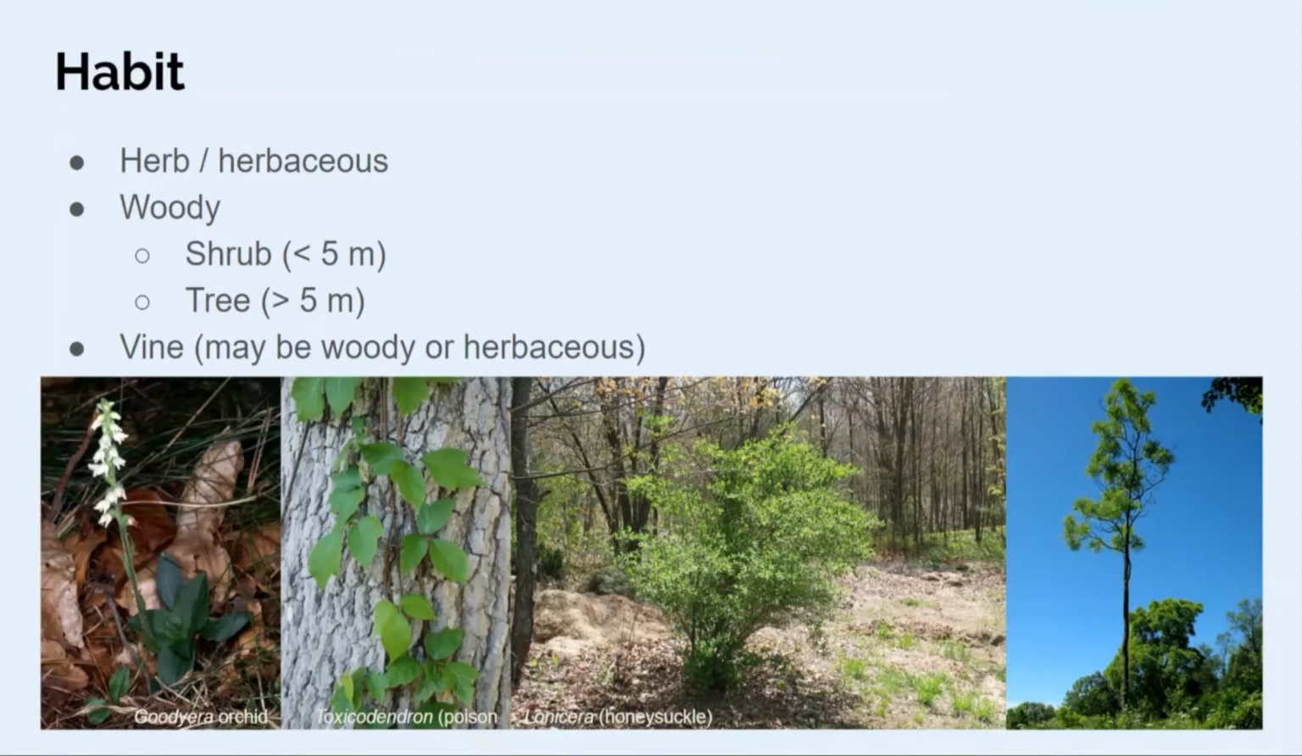And then vines are kind of all over across these different categories. A vine is a plant that doesn't support its own weight, as in it doesn't hold itself up. It actually climbs up other structures, usually other plants. Poison ivy is a noteworthy woody vine, shown growing up a tree trunk here.